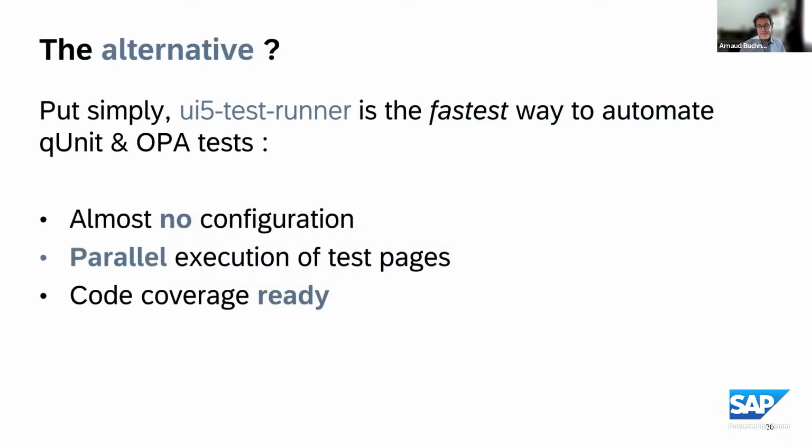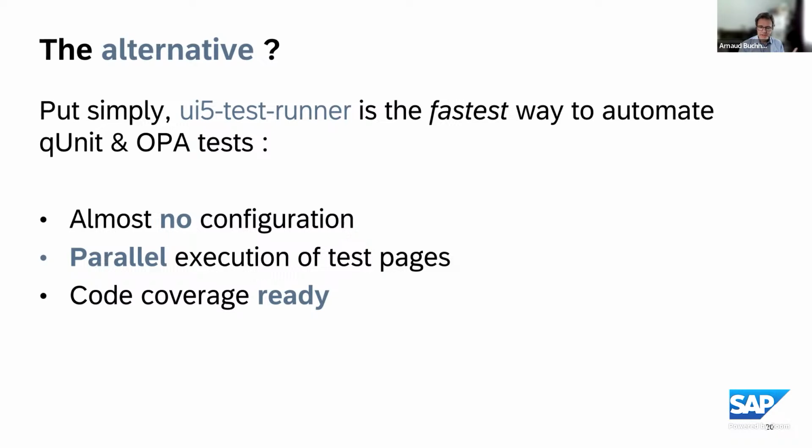So what is the alternative? This is where I can now introduce ui5-test-runner. So put simply, the ui5-test-runner is the fastest way to automate QUnit and OPA test. First, it doesn't need any configuration. Well, almost no configuration. You can still configure it, but out of the box, it works, I would say, in 60% of the cases. On top of that, it enables parallel execution of the test pages.